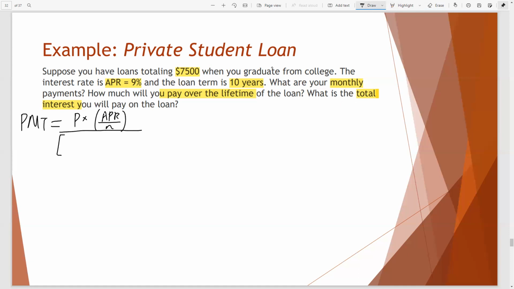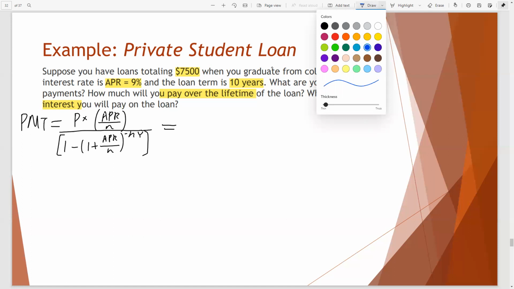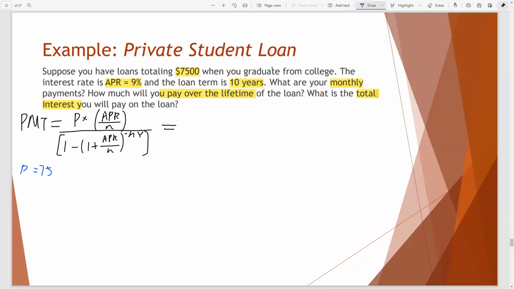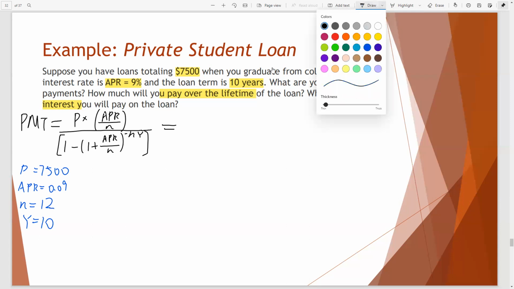Just write down the payment formula: principal times APR over N, divided by 1 minus 1 plus APR over N, raised to the negative N times Y. Now we need to find our principal, the APR, and N. Usually they make monthly payments, so 12 payments per year. We have 7,500, 9%, monthly payments for 10 years. That's all we have.